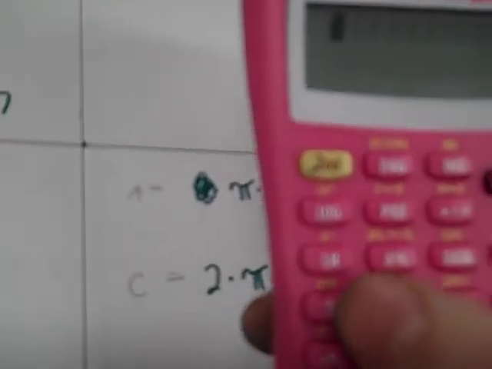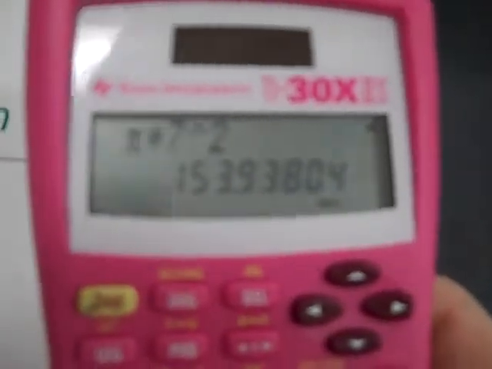So now what I do is I take pi, the pi button's right here, times 7, and then I hit the caret key 2. Power 2, 153.93. And then the circumference, the distance if I measured around with a tape measure, would be 2 times pi times 7. No caret. Okay, 43.98. Okay, and there we go.